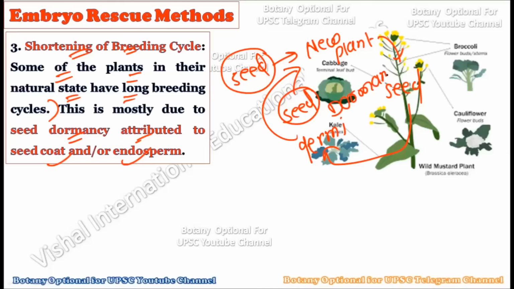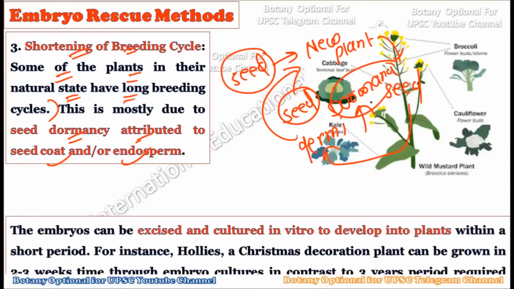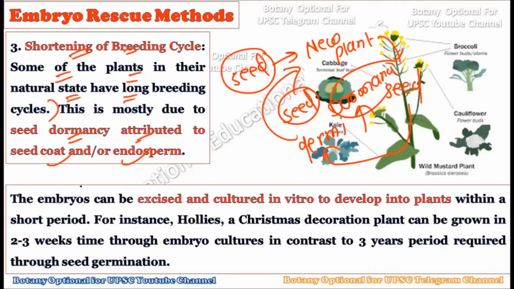So if such plants are taking 10 years to get fully mature, then in such a case we can use the embryo rescue methods, right? Then what we can do is, the embryo can be rescued from these seeds, excised and cultured in vitro to develop into new plants within a very short period of time. So the long periods are not required. Long breeding cycles are not required there. We can make these breeding cycles very short by applying the embryo rescue methods.